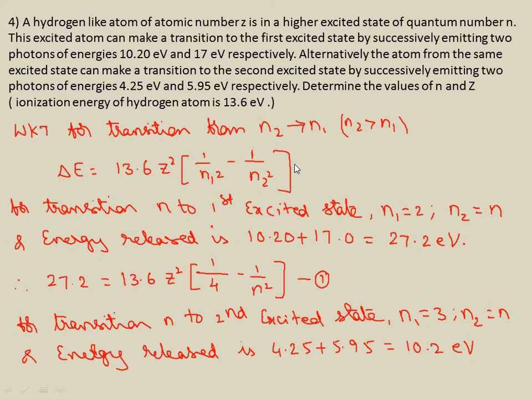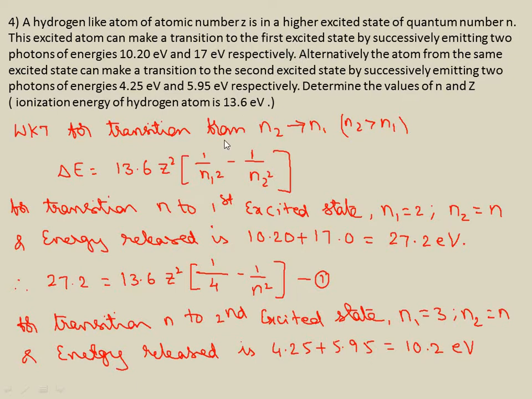Not at all. Understand the problem very carefully. Look at the third sentence, photons of energies. Read this sentence again. This excited atom can make a transition to the first excited state by successively emitting 2 photons of energies. So 2 photons, so the combined effect. Remember, this transition is from the nth energy level. It is in a higher excited state, higher of quantum number n. So higher to the first excited.